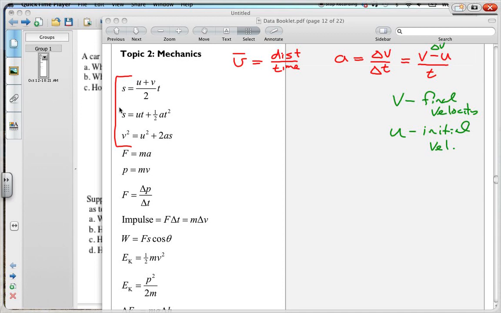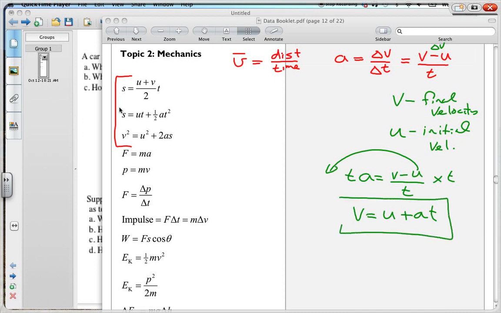Now if I change that formula around, I've got a is equal to v minus u over t. I can multiply both sides by t, so I can get v is equal to u plus at. I take my u over to the other side, it becomes positive. Now this is actually an important formula to remember. You should always have that one also in your mind. V is equal to u plus at. I actually proved these to you in class, and if you want me to prove them to you again, I can show you that.